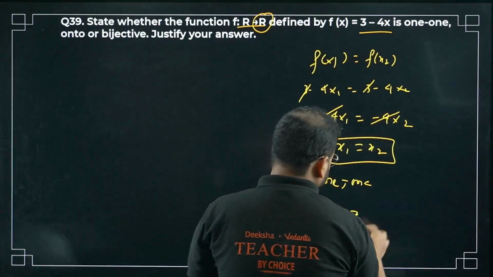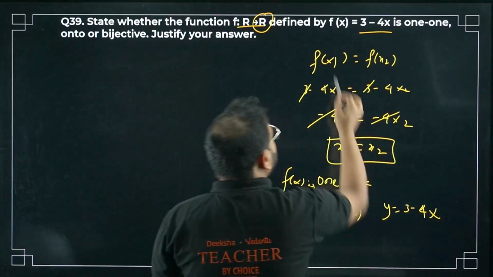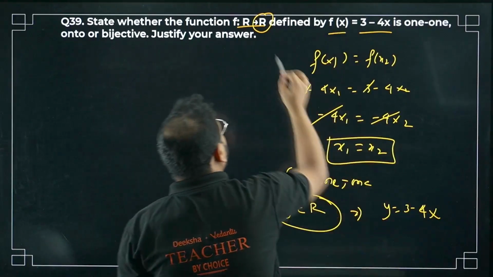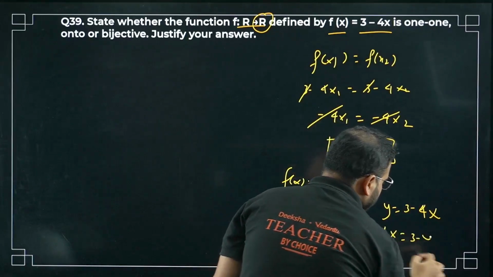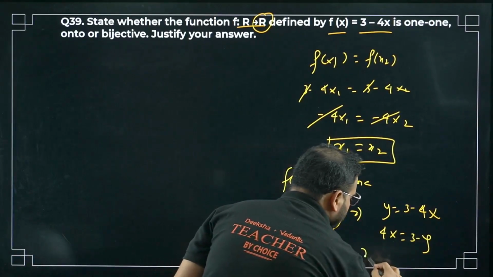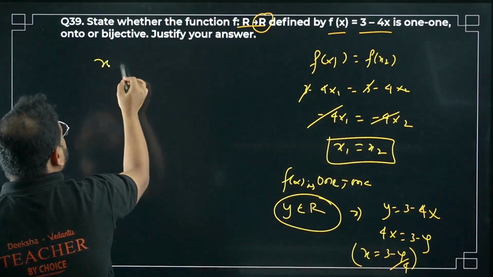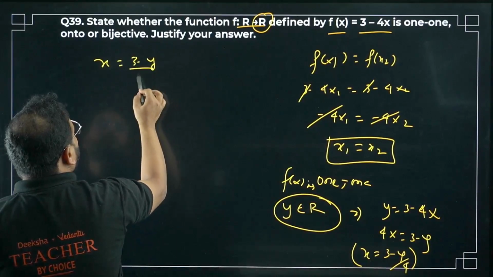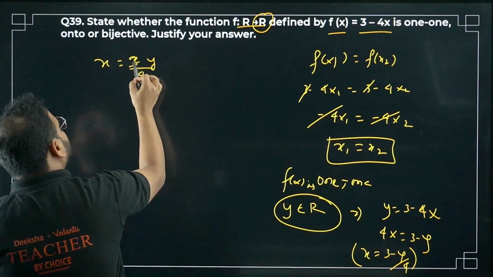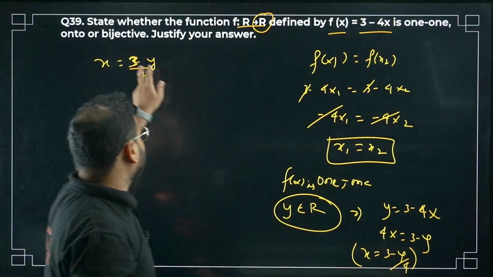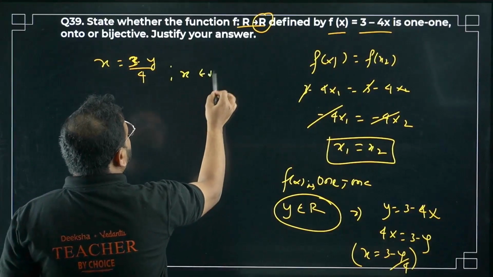Please check. So you get this function as y equals 3 minus 4x. I'm taking this f(x) as y. From the codomain, I'll get 4x equals 3 minus y, right? So I get x equals (3 minus y) upon 4. Think about it. For any y as a real number, what will happen to 3 minus y? Another real number, divided by 4, another real number. So x is also coming as a real number.